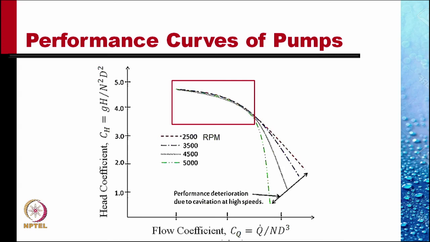These curves separate out only because a new phenomenon is introduced. As long as cavitation was not taking place, the only relevant independent parameter was the flow coefficient, Q dot divided by n d cubed. And so the head coefficient was a simple function of this, a line for all RPMs, independent of the RPM.